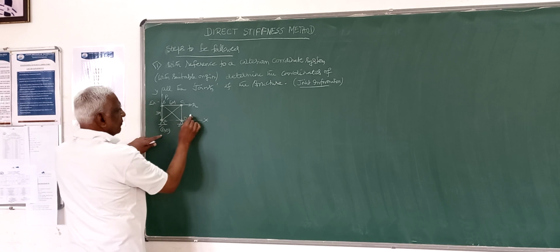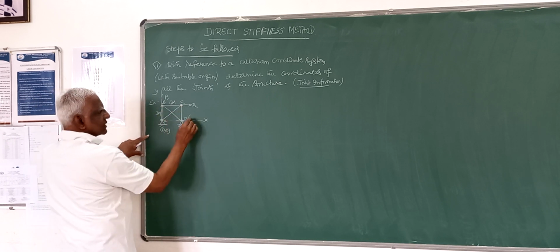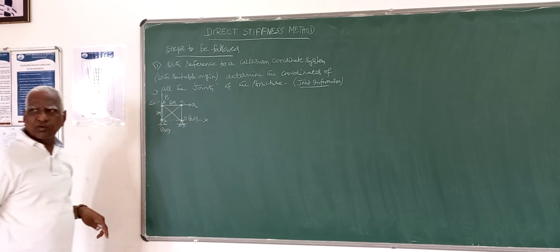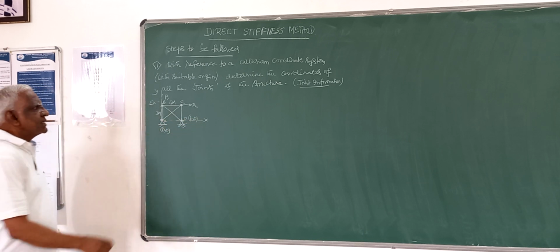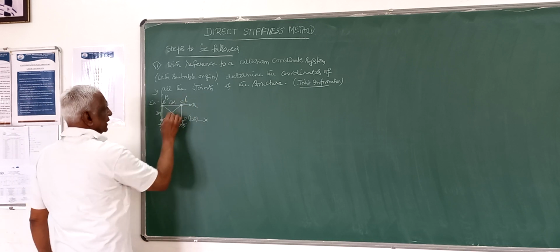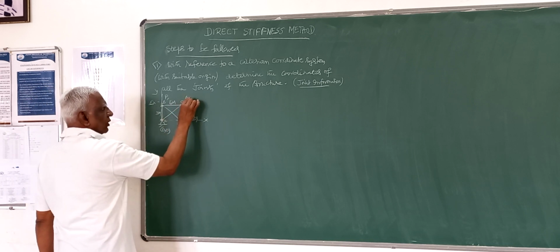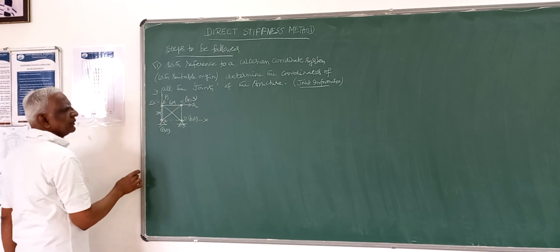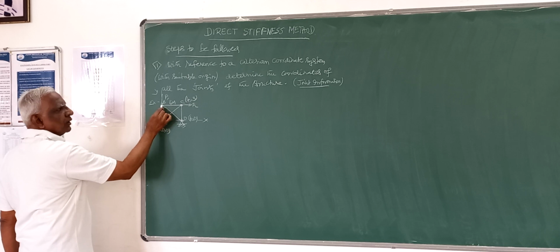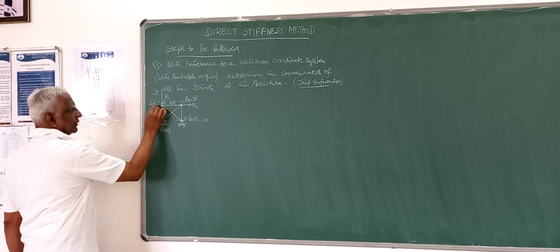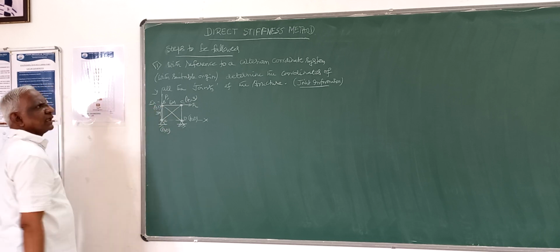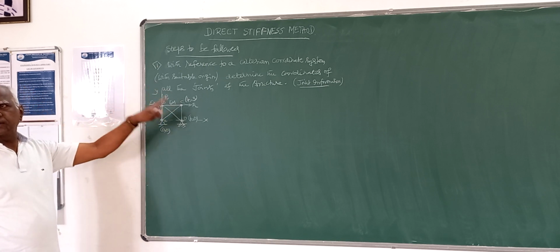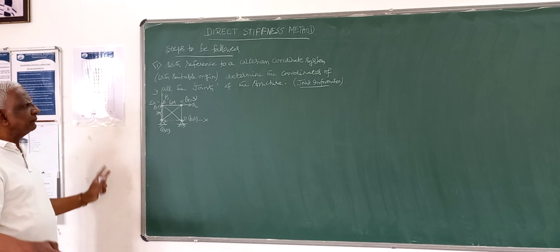Then the coordinate of joint B, because it is 4 meters, the x coordinate is 4, y coordinate is 0. Similarly, for joint C, the X coordinate is 4, Y coordinate is 3. Then for joint D, X coordinate is 0, Y coordinate is 3. Like that, you have to determine the coordinates of all the joints, whatever the structure may be.